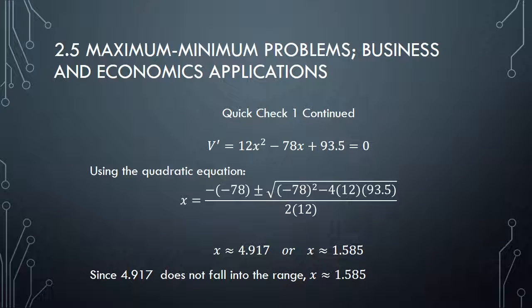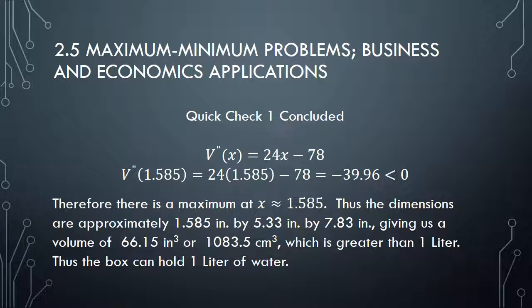Now this one cannot be factored, and so we're going to use the quadratic formula on it. And we get 4.917 or 1.585. 4.917 is not in our range, so we're going to use 1.585. Then we're going to check our second derivative. It is indeed negative, so that tells us that this is a maximum. And the dimensions are about 1.585 by 5.33 by 7.83. That gives us a volume of 66.15 cubic inches.